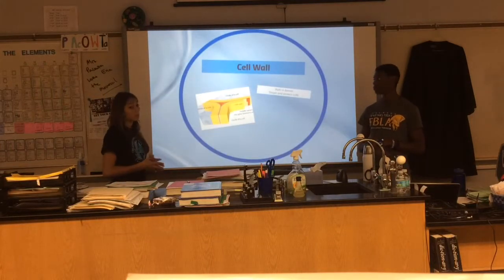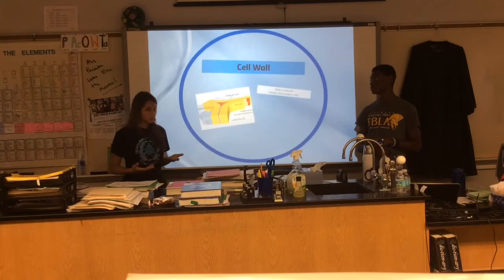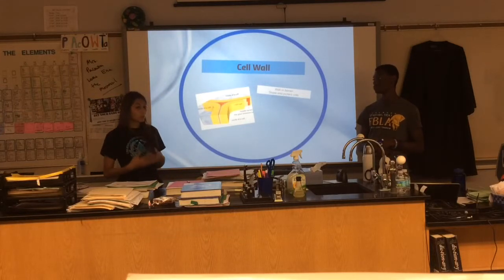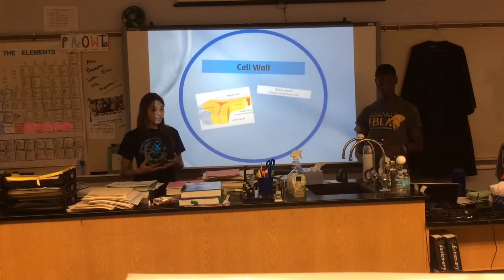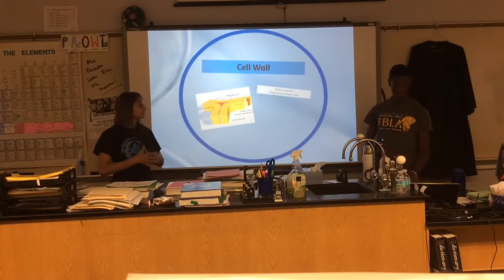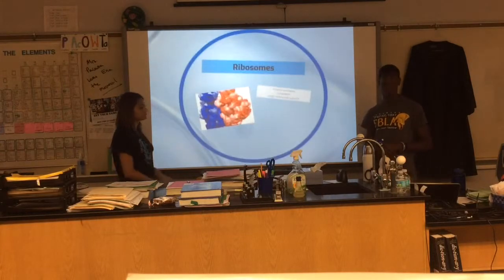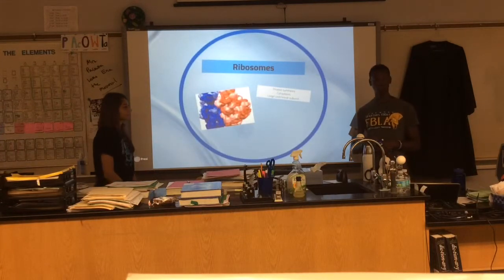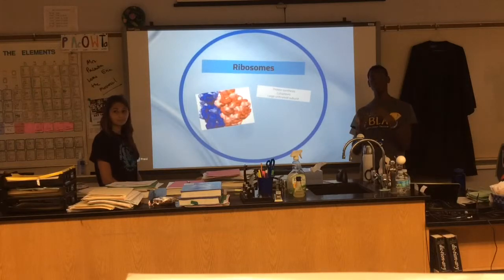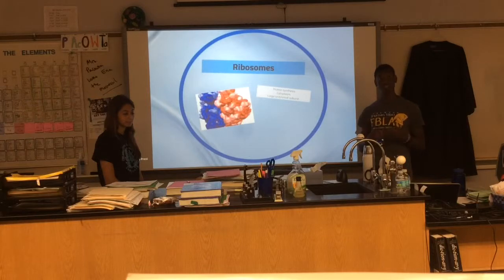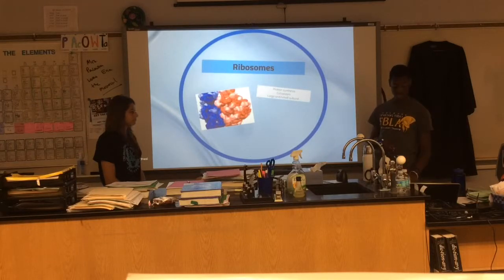You also have a cell wall. Like in its name, wall, this is a wall or a barrier. This gives the cell its shape and also protects the cell. Next, we have the ribosomes. These are responsible for protein synthesis. They are found within the cytoplasm of a cell. They are composed of a large subunit and a smaller subunit which come together during the translation process of protein synthesis.